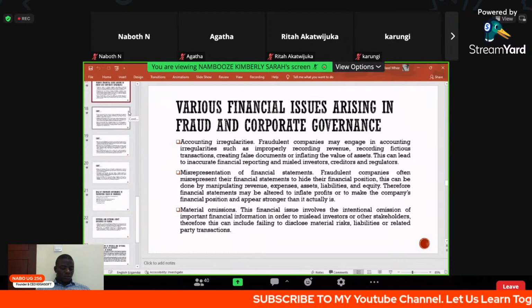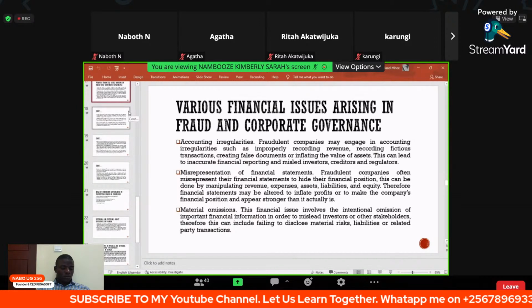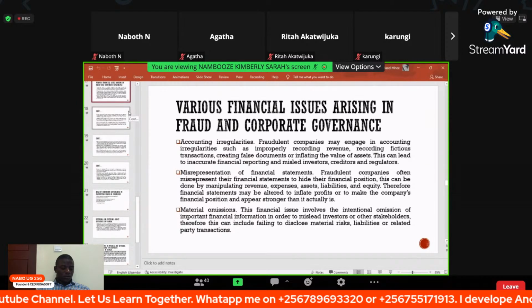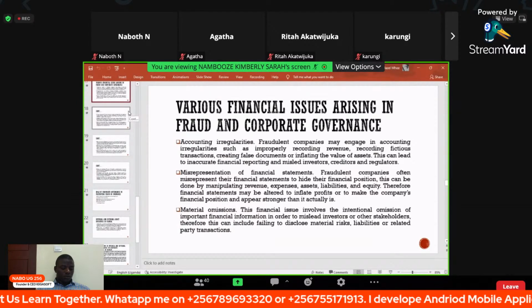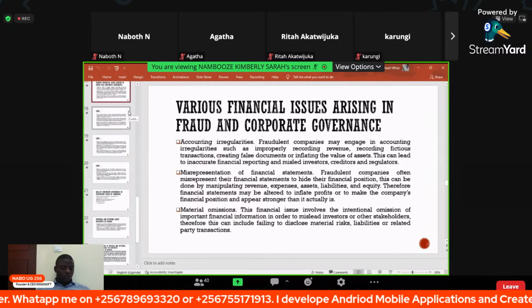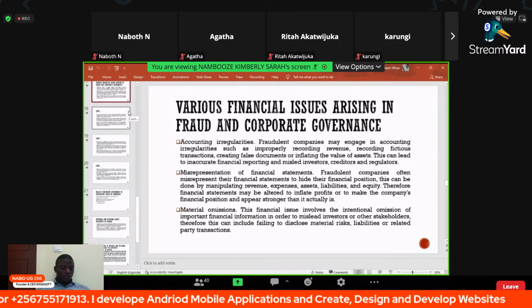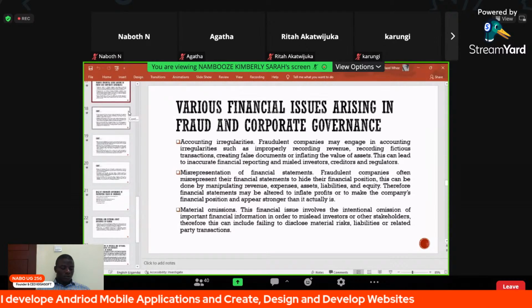The next one is material omissions, that involve intentional omission of important financial information in order to mislead investors or other stakeholders. Therefore, this can include failing to disclose material risks, liabilities, or related party transactions.